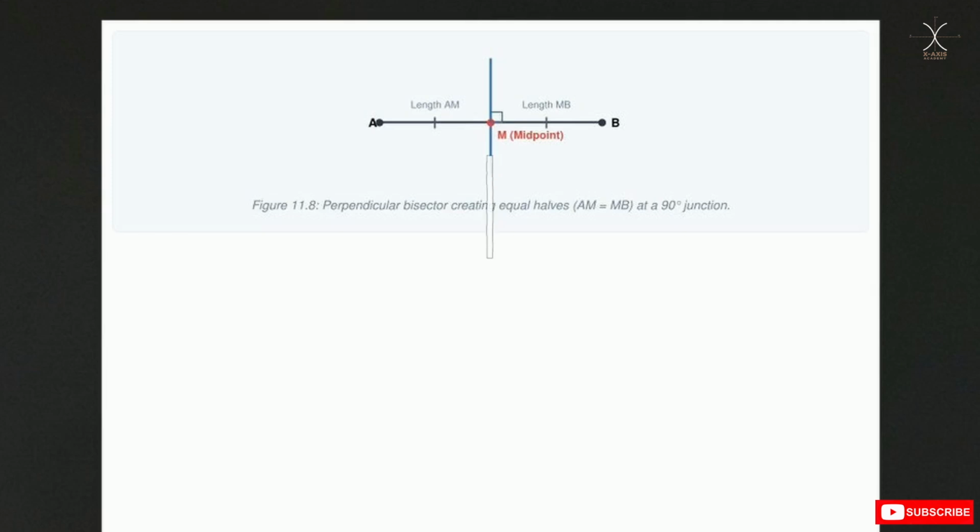A line bisector passes precisely through the midpoint, cutting a segment into 2 identical halves. A perpendicular bisector divides the segment exactly at its midpoint and crosses it at a perfect 90-degree right angle.